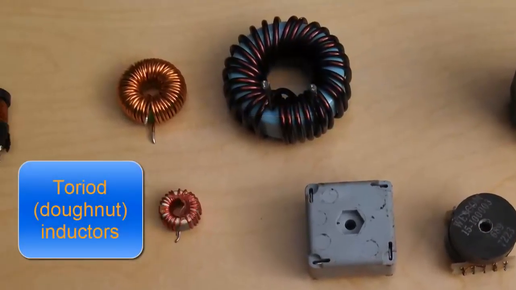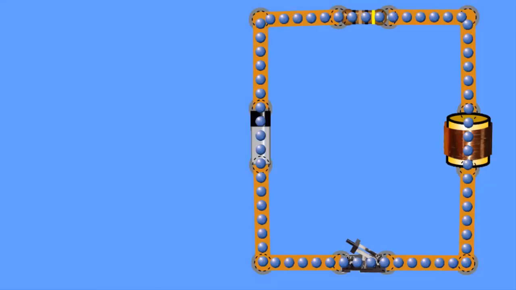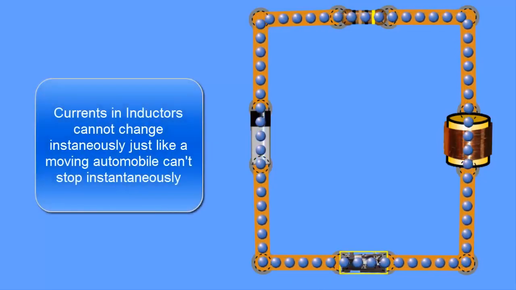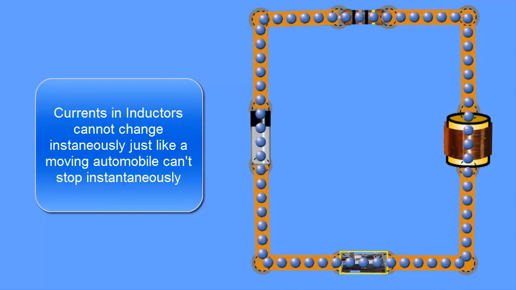So for all practical purposes, this circuit should be identical to the one on the left, because we have a 1 ohm resistor, a 2 volt battery, and an inductor with no resistance. So you'd expect the current to do exactly what it did in the circuit on the left. Let's close the switch and see what happens. And this is really odd, isn't it? Because the current did not come on instantly. In fact, it looks like it's building up.